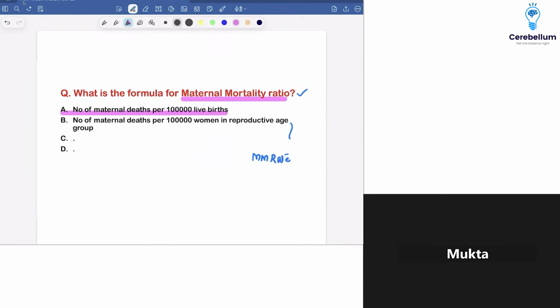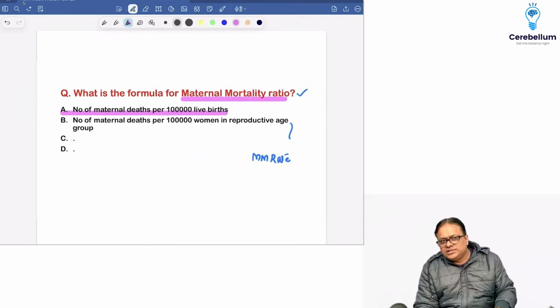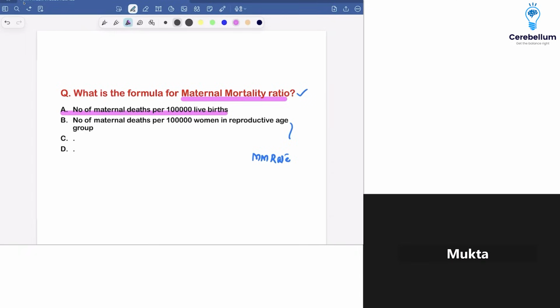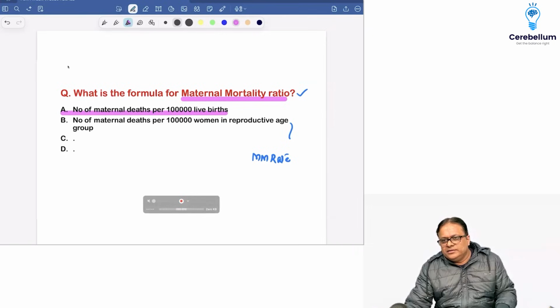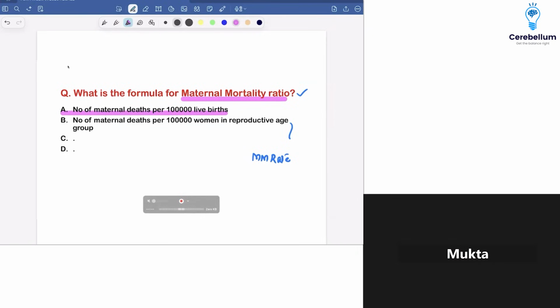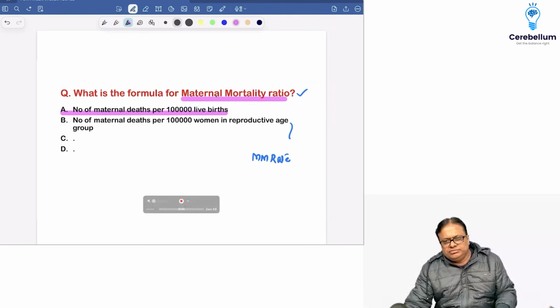Mukta ji, there is a disturbance at your end. Team, please. Team, it is.